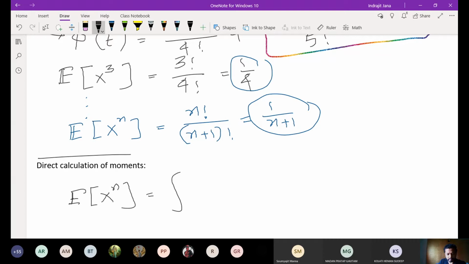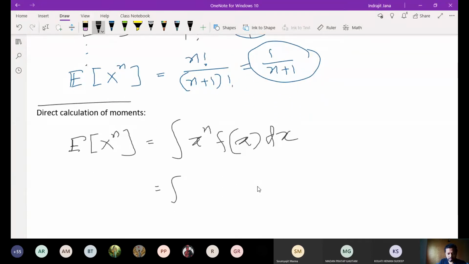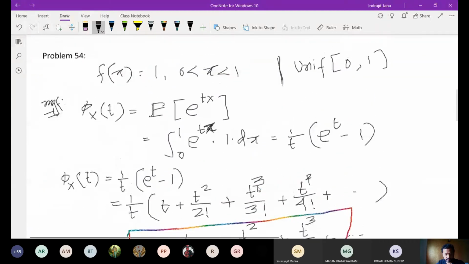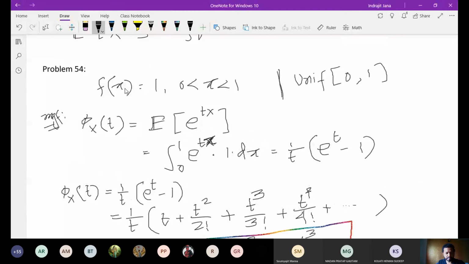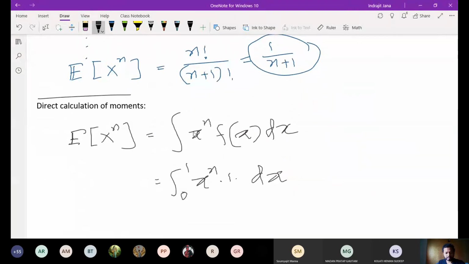is going to be integration of x to the power n against the PDF, right? So f(x) dx. This is the definition of any expectation for that matter, and f(x) is simply 1. So this is going to be integration 0 to 1 of x to the power n times 1 dx, right? If you remember, the PDF at the beginning was f(x) equal to 1 for x from 0 to 1. So this is what I am using here. I want to calculate expectation x to the power n, which is x to the power n times 1 times dx from 0 to 1.